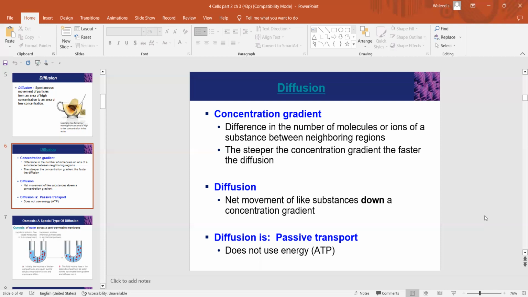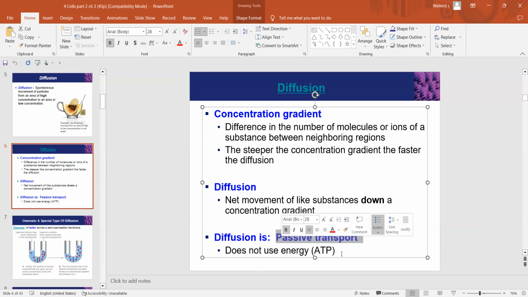Since this is moving down the concentration gradient, is it active or passive? It's passive. What does it mean? We didn't use energy. So how are you moving? Diffusion via or across the concentration gradient. You're moving down the concentration gradient, which is the difference between the two sides.